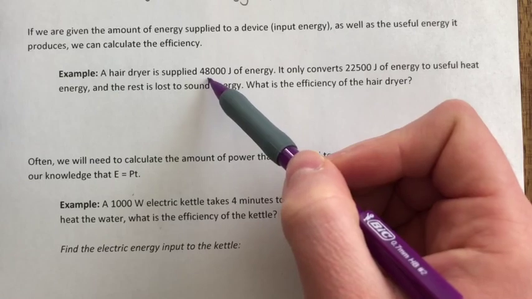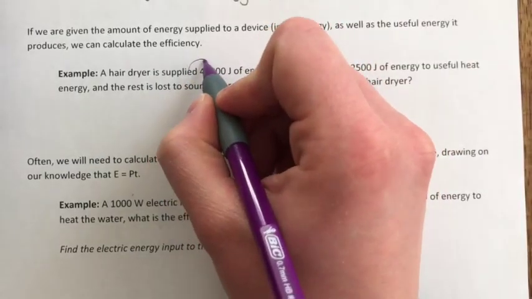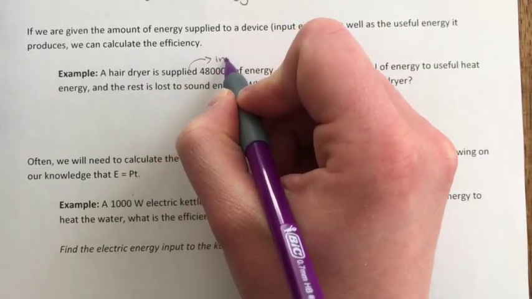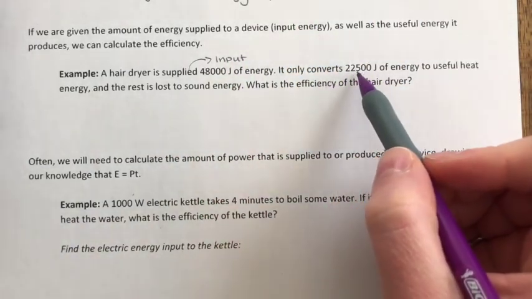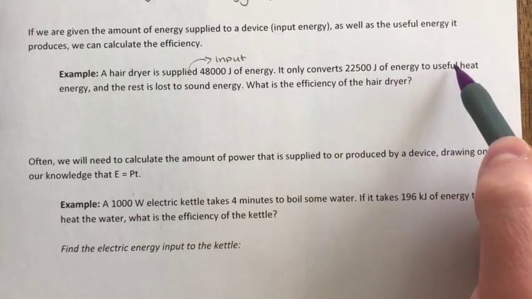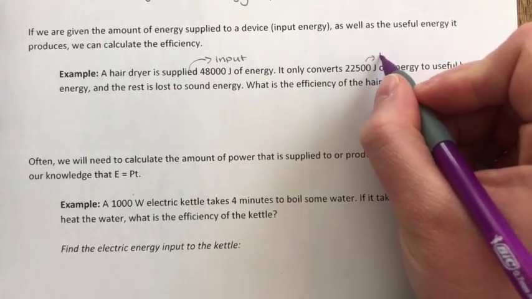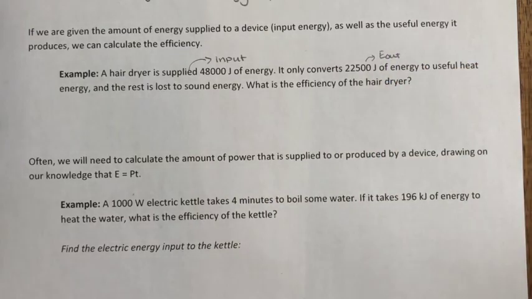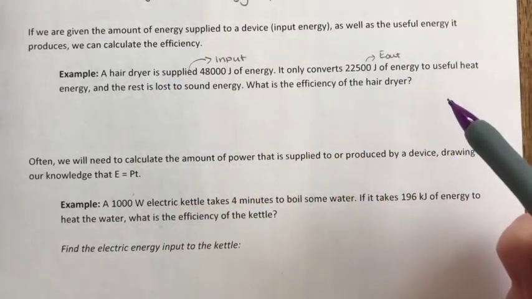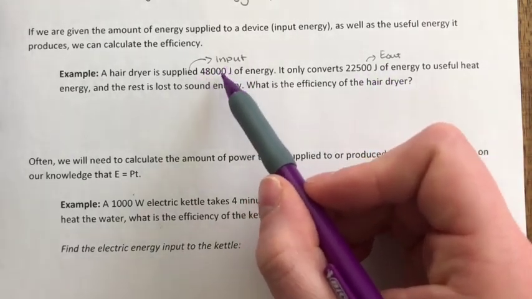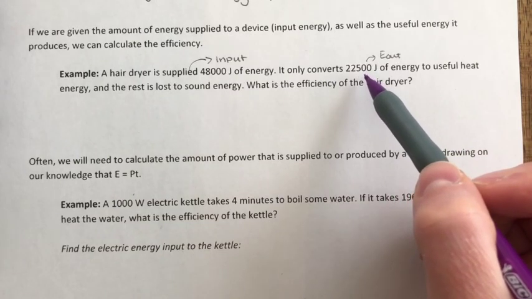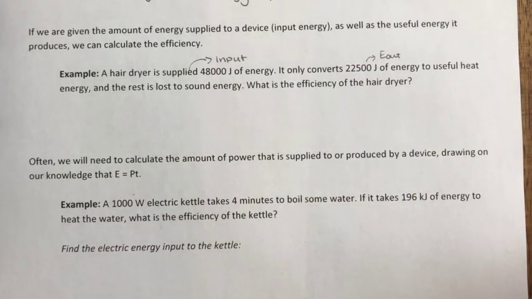So a hairdryer supplied 48,000 joules of energy. Because this is supplied, we know that this is the input energy. It only converts 22,500 joules of energy into useful heat. Because this is the useful energy, this is the energy that's going out. Sometimes the hardest part about these questions is figuring out which one's in, which one's out, okay? Input should always be bigger than output. Otherwise, you're getting more than what you put in, which is more than 100% efficient, which can't happen. Defies the laws of physics.